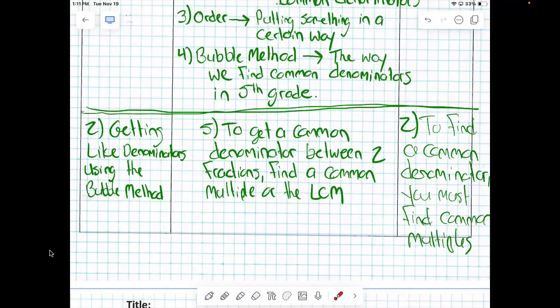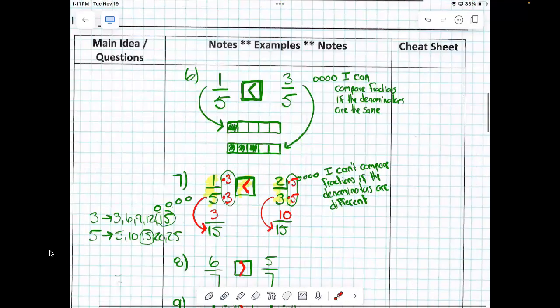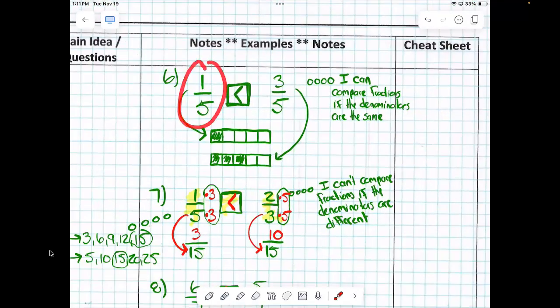To get a common denominator between two fractions, you must find a multiple. You must find a common multiple, right? Okay, let's do that again. To get a common denominator between two or more fractions, you must find a common multiple, or the LCM. All right, here's my fraction 1/5 and here's my fraction 3/5.